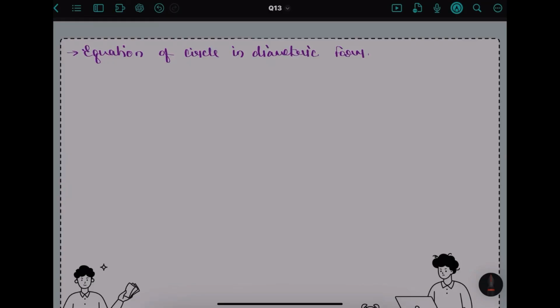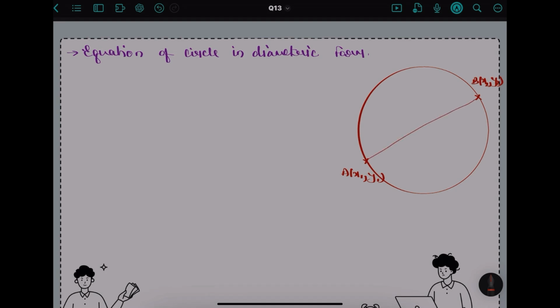We have to understand this concept, equation of circle in diametric form. So what will happen in this part? First, they will give you the diametric end points of a circle. They will tell you point A (x1, y1) and point B (x2, y2). Now they will ask you to write down the equation of this circle.